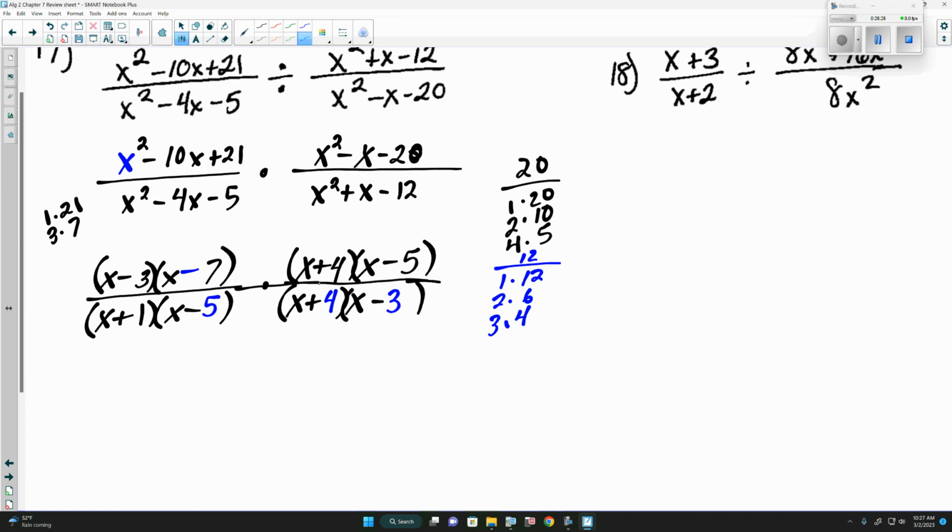Any questions on how we factored any of this here? Now let's see what simplifies. X plus 4 and x plus 4. We also have x minus 5 and x minus 5. And we also have x minus 3 and x minus 3, leaving us with x minus 7 over x plus 1.